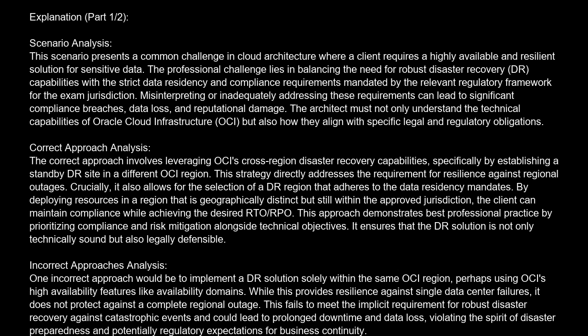Incorrect approach analysis. One incorrect approach would be to implement a DR solution solely within the same OCI region, perhaps using OCI's high availability features like availability domains. While this provides resilience against single data center failures, it does not protect against a complete regional outage. This fails to meet the implicit requirement for robust disaster recovery against catastrophic events, and could lead to prolonged downtime and data loss, violating the spirit of disaster preparedness and potentially regulatory expectations for business continuity.